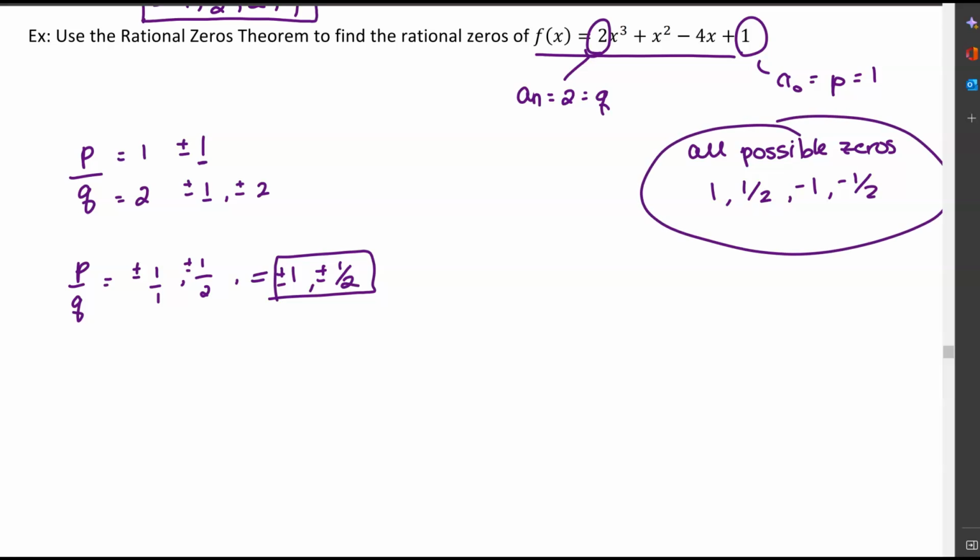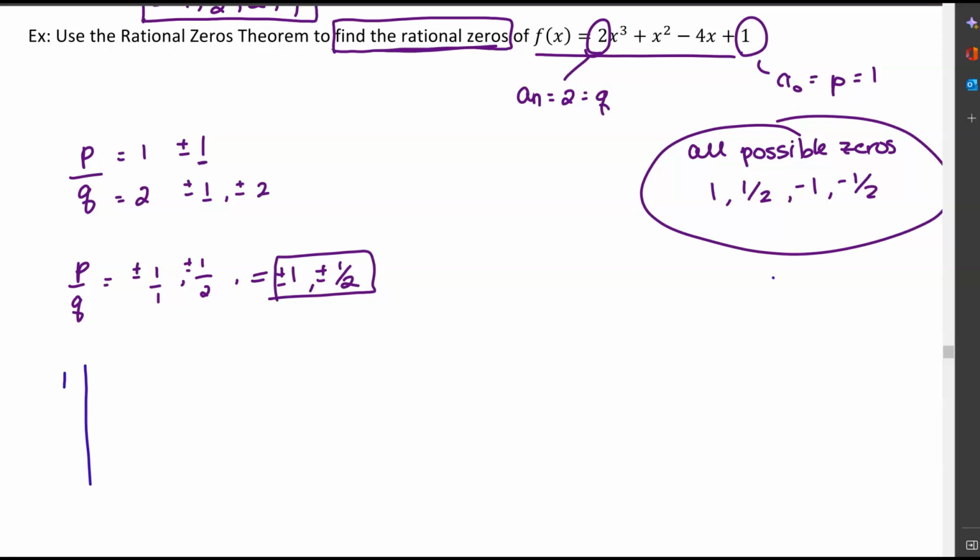So we want to find the rational zeros of this function. Since these are our possible zeros, that doesn't really tell us what all the zeros are. So we're trying to find the actual zeros, not just the possible zeros. We want to be able to check the zeros. One way to do this is synthetic division. So let's go ahead and start with 1.